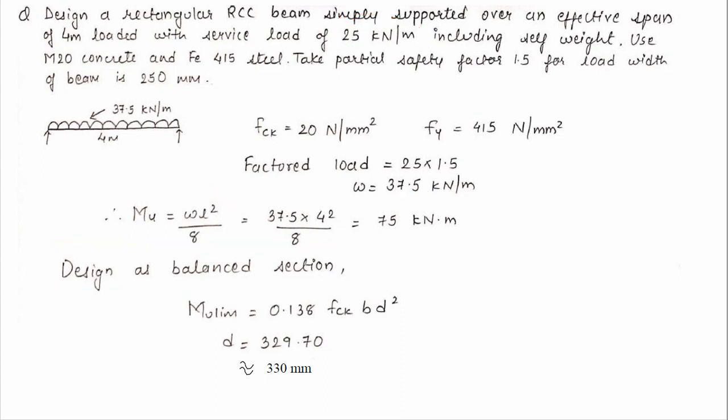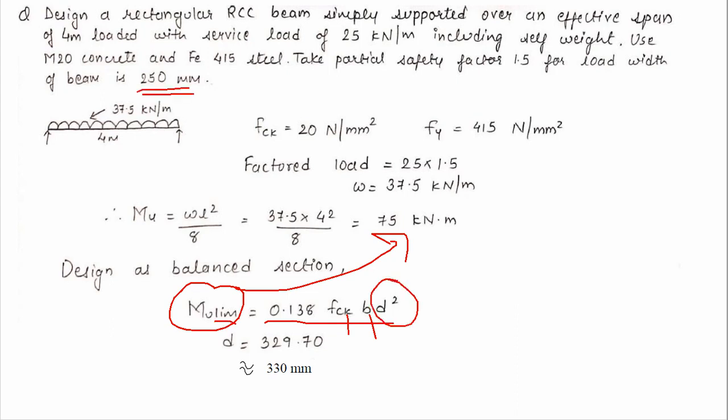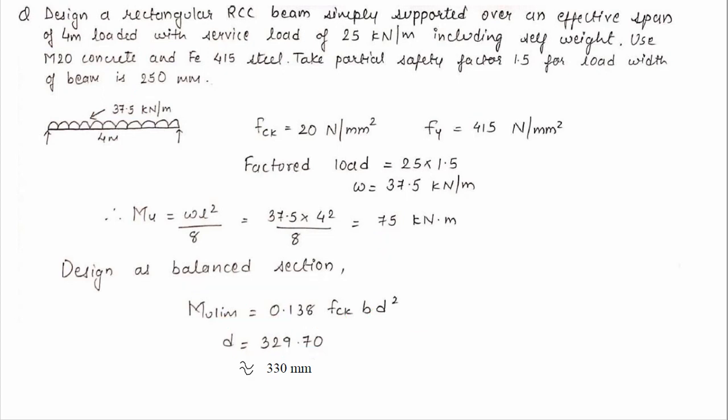Mu lim, by the equation for Fe 415, is 0.138 fck b d square. Taking Mu lim as 75 into 10 raised to 6, fck as 20, and b as 250 as mentioned in the question, we need to find the unknown, that is d. Solving this, we get d equal to 329.70 mm. Rounding it off to the higher whole number, we take 330 mm. So the effective depth of the beam is 330 mm. This is our first step.